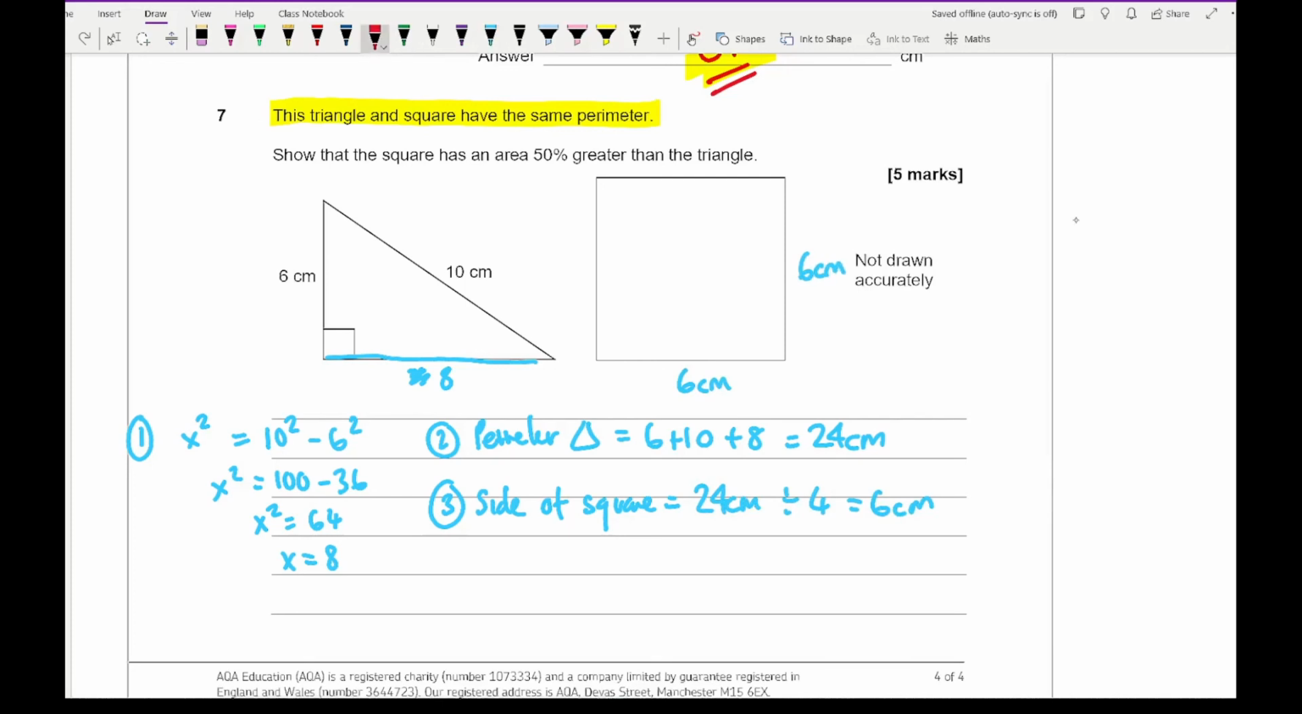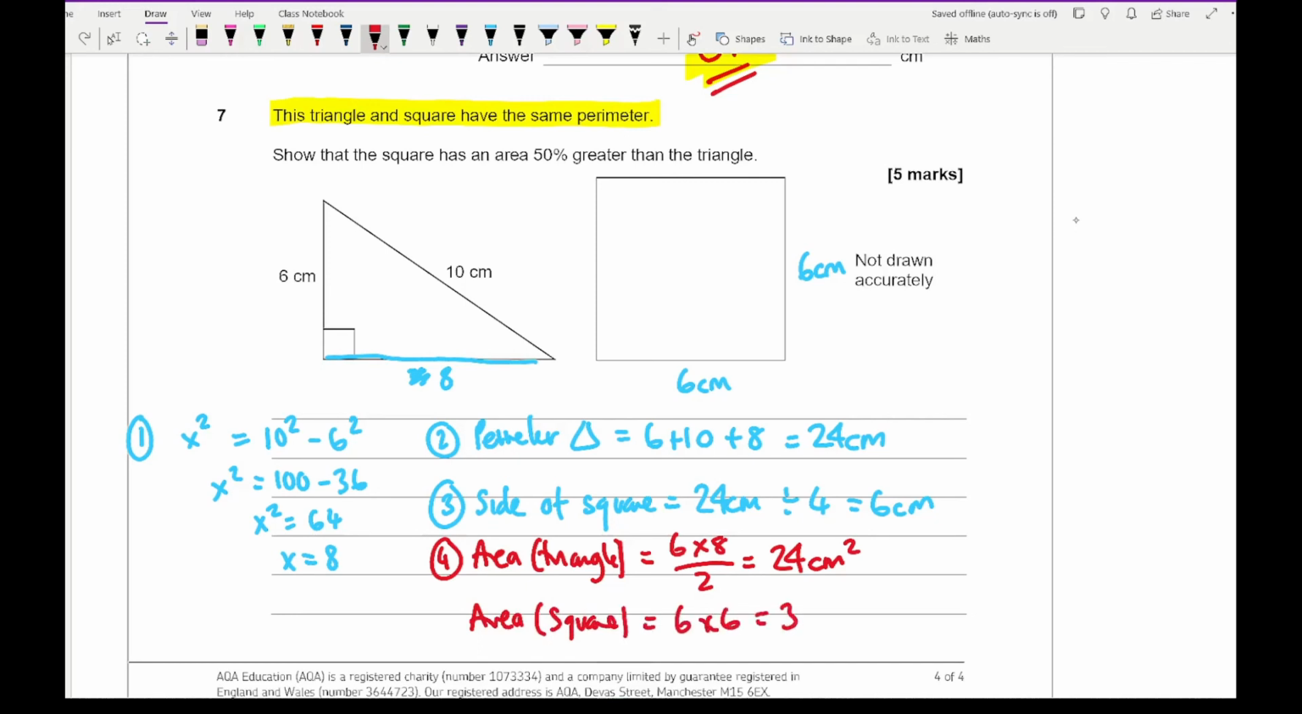So then working out step 4, the area of the triangle, which is base times height divided by 2. So it's going to be 6 times 8 divided by 2, which is 24 centimeters squared. And then working out the area of the square, that's going to be 6 times 6, which is 36 centimeters squared.